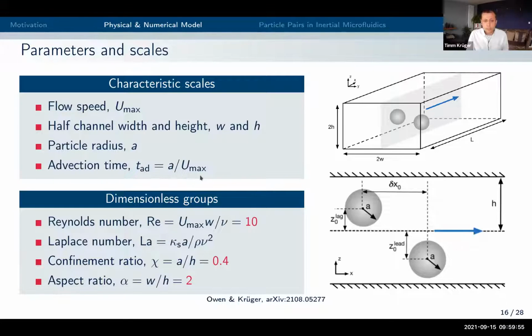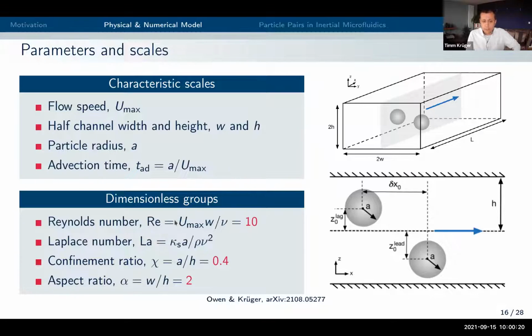Also, in order to non-dimensionalize time, which is very convenient to show how much downstream distance we need to see what's happening, we use the advection time as the typical timescale. We don't use the viscous timescale, which would be, I would say, a bit misleading in this particular application. So it's just particle radius divided by maximum flow velocity.